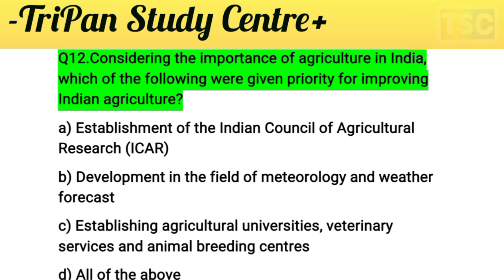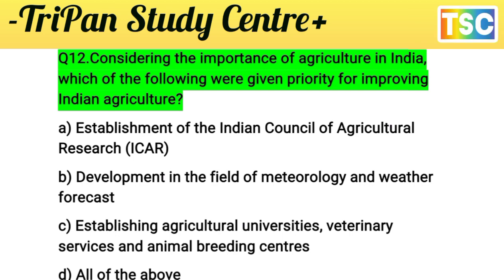The question is clear, but come on, test your knowledge first of all. I give you a few seconds to answer this question, and note the right answer in your notebook. You must have a thought of your answer. Let's see what is the answer for this question here. Considering the importance of agriculture in India, which of the following were given priority for improving Indian agriculture? A, establishment of the Indian Council of Agriculture Research, ICAR.